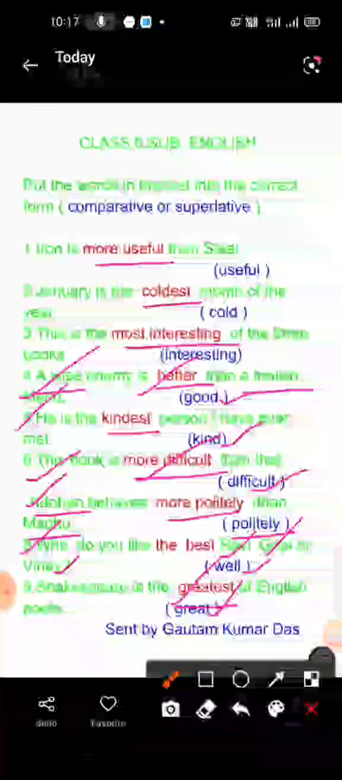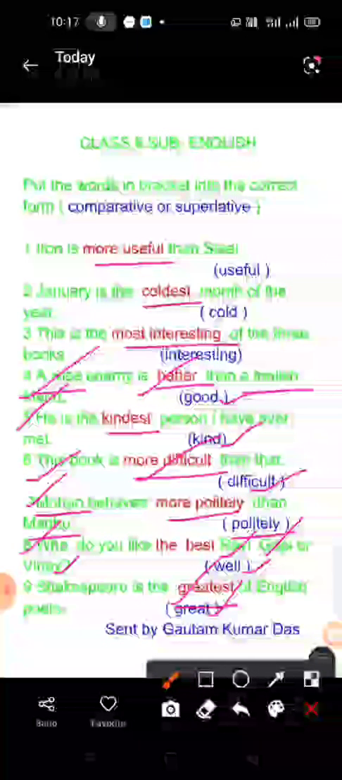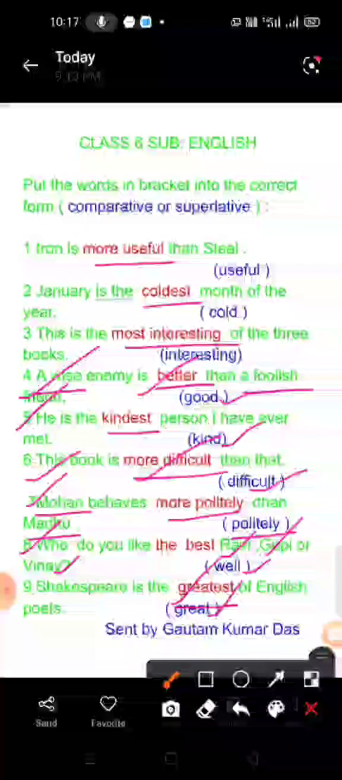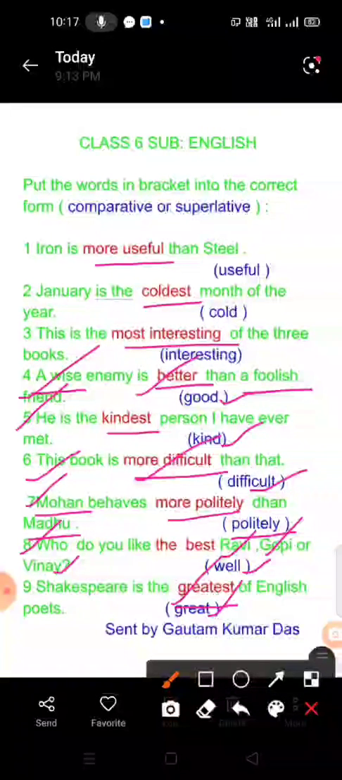Words will be given in the brackets. It may be comparative, maybe superlative degree. According to the questions, you have to change all this. So here in this video clip, I am teaching you how you will make a comparative and superlative degree when the words are given in the brackets, and you have to change according to the instruction, that means according to the question you have to reply. Either it will be comparative or superlative.